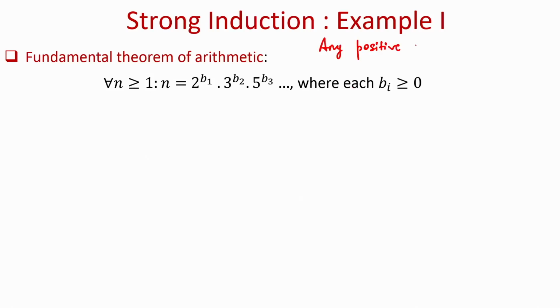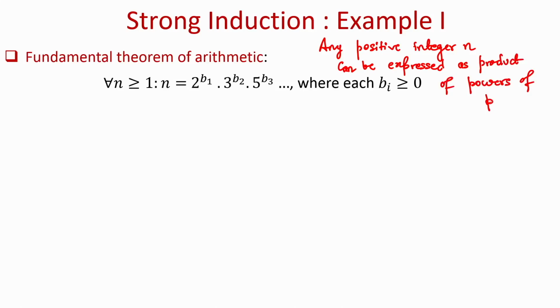So, informally the statement here is: any positive integer n can be expressed as a product of powers of prime numbers. And if you are wondering what prime numbers are, well, a number is prime if it has no divisor other than the number itself and 1. So, this is the formal statement.